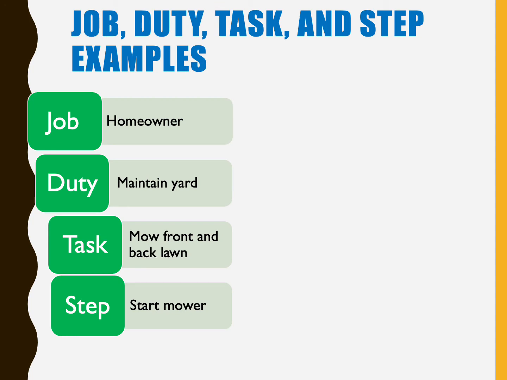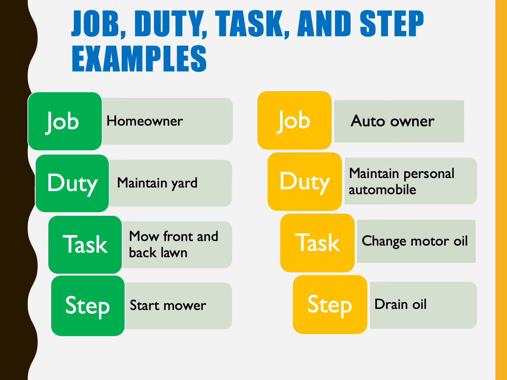Here's an example. If you're a homeowner, one of your major job duties is to maintain your yard. One task is to mow the front and the back lawn. One step would be to start the mower. In the job of an automobile owner, one of the major duties would be to maintain the automobile. The task would be to change the motor oil, and one step would be to drain the oil.